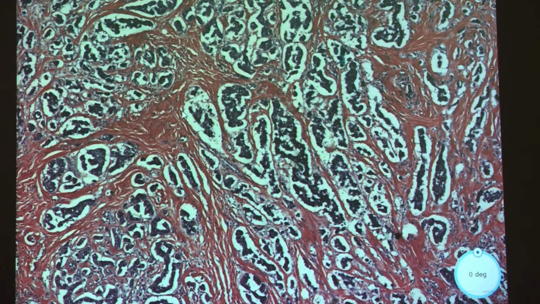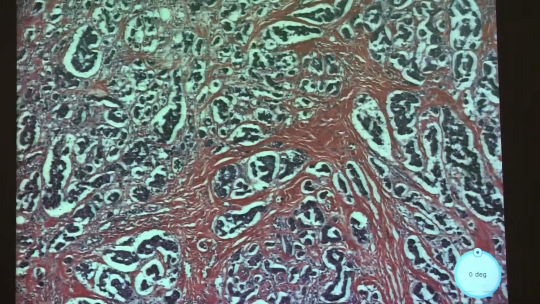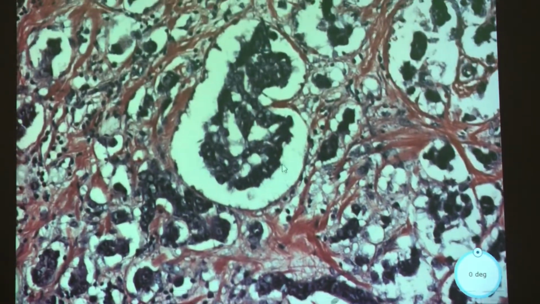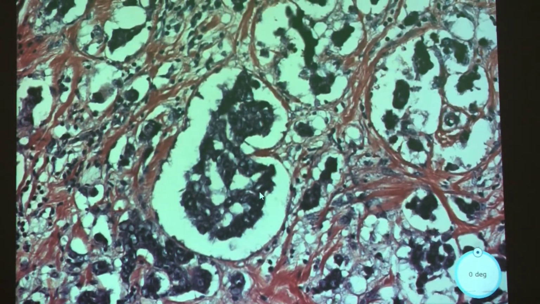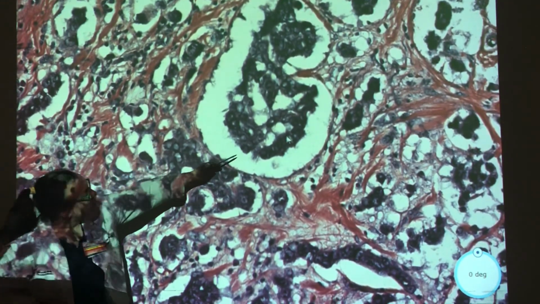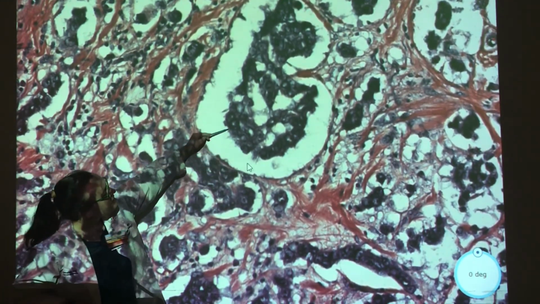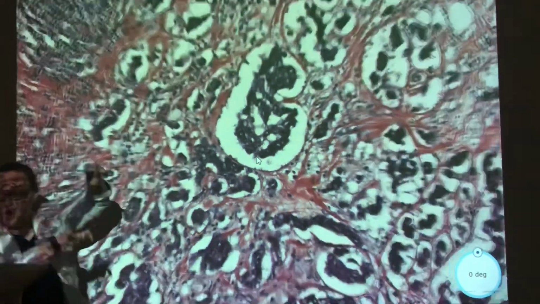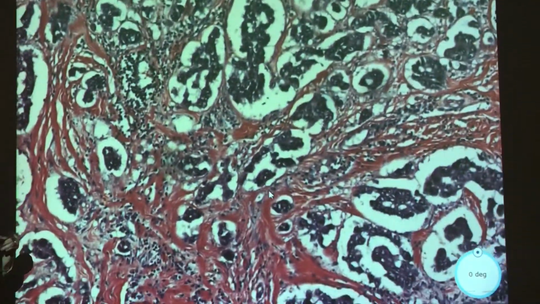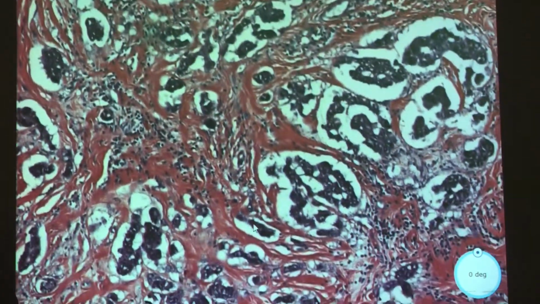So with retraction artifact, it's going to be an exact mold to whatever shape it's in, okay? And the edges are always going to be smooth. So what we notice here is this isn't smooth, right? We have cells that almost look like they're hobnailing, right? They're poking out. So that tells you, okay, this probably isn't retraction.